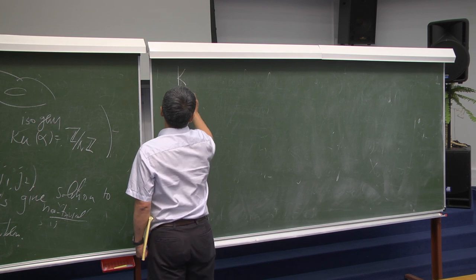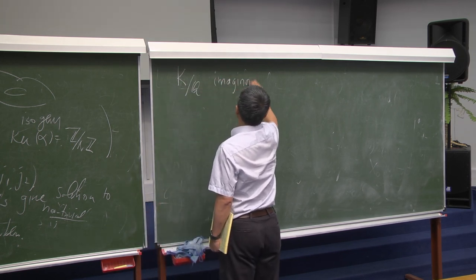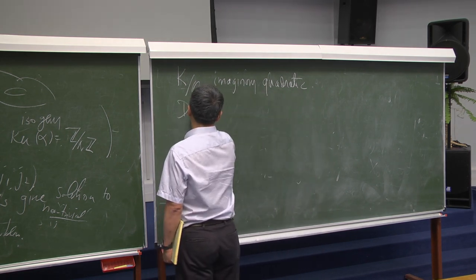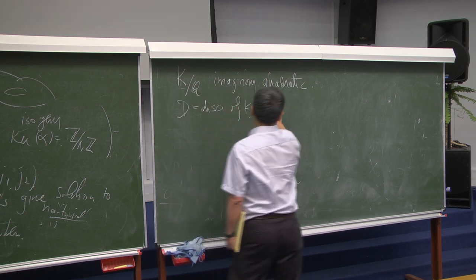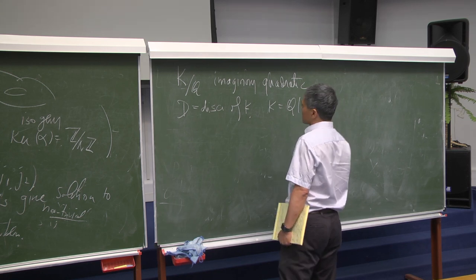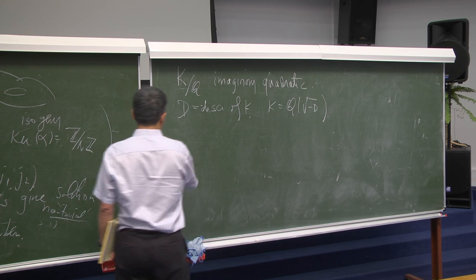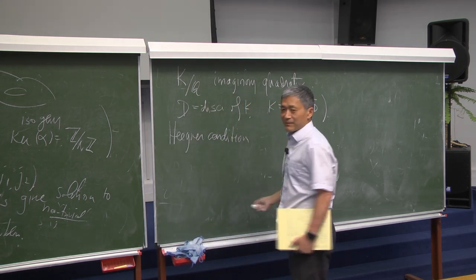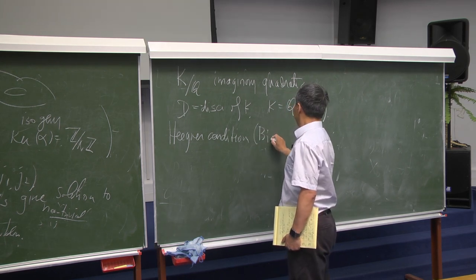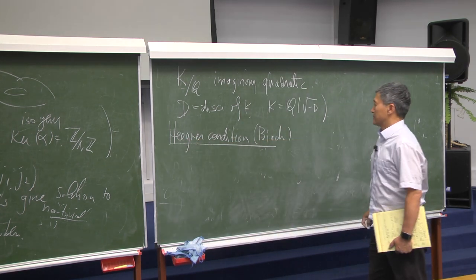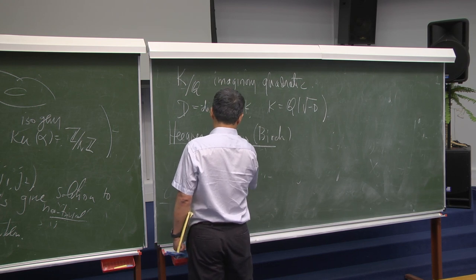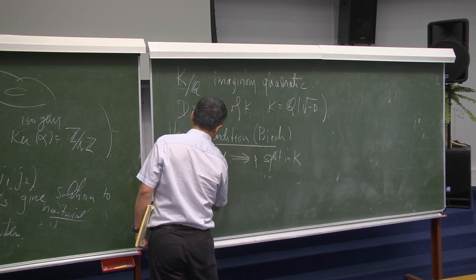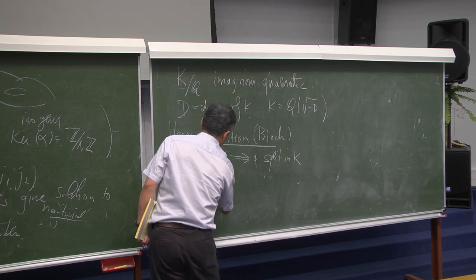Now let K over Q be imaginary quadratic. So we let D be the discriminant of K, so K is equal to Q of square root of D, with D negative. Then this is called the Heegner condition. This Heegner condition, as I say, is not given by Heegner, it's by Birch. The first condition is that if p divides N, then p is split in K. The second thing is that D is odd.